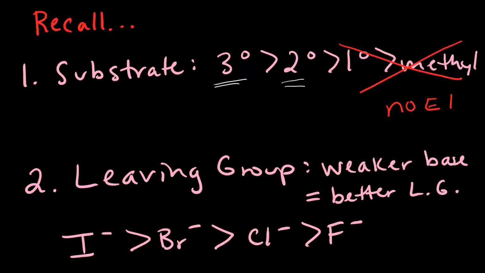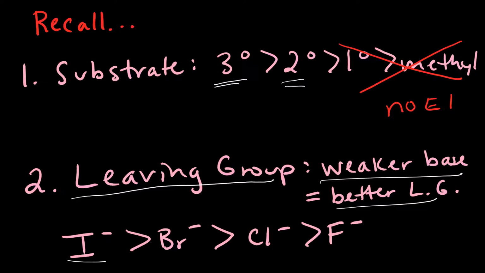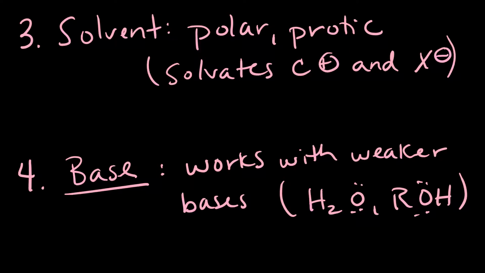In terms of leaving group ability, it's the same rule. The better leaving group is always the weaker base. And so the series will follow the same trend where I- is the best leaving group and F- is the worst leaving group. As far as solvents go, just like SN1, E1 is favored by polar protic solvents that can solvate the carbocation as well as the leaving group very well. And bases, typically weaker bases are used for E1 reactions since the base is not in the rate determining step.